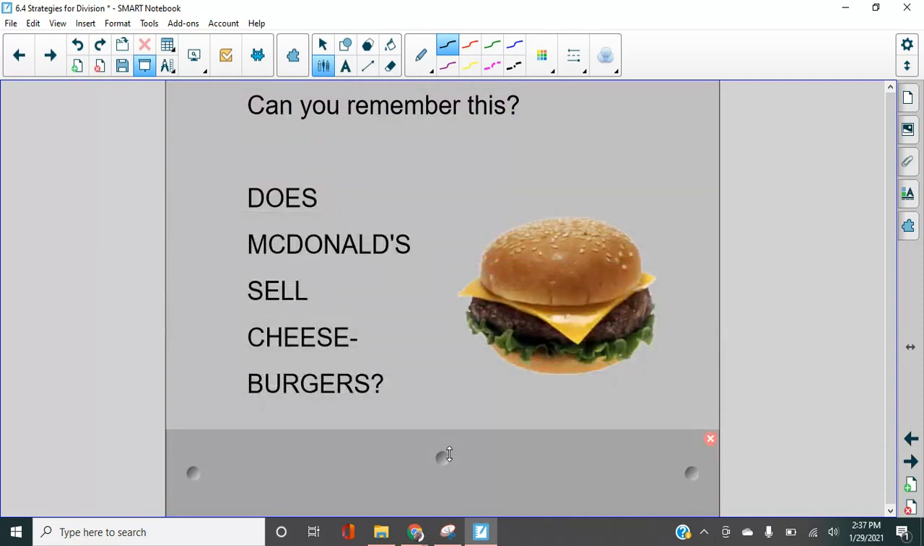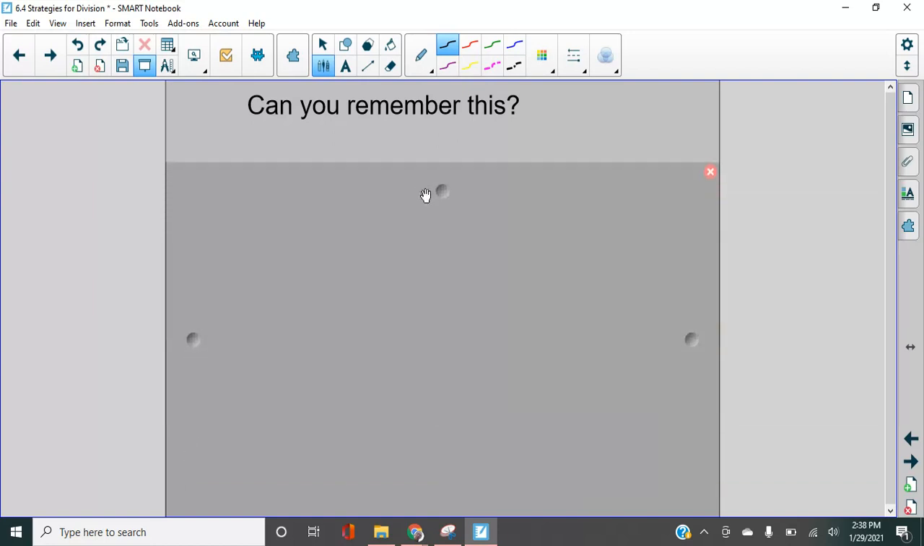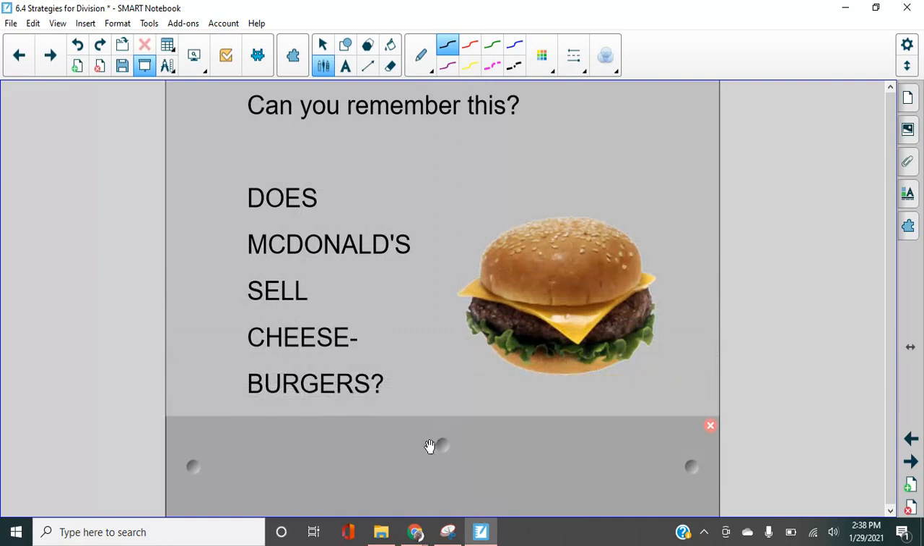Does McDonald's sell cheeseburgers? Wait, cheeseburgers in math. What are we talking about? Can you remember that sentence? Does McDonald's sell cheeseburgers? What did it say? Does McDonald's sell cheeseburgers? If you can remember this sentence, you can divide any number that I give you or that anyone gives you. Here's why. Look at this. Does McDonald's sell cheeseburgers?